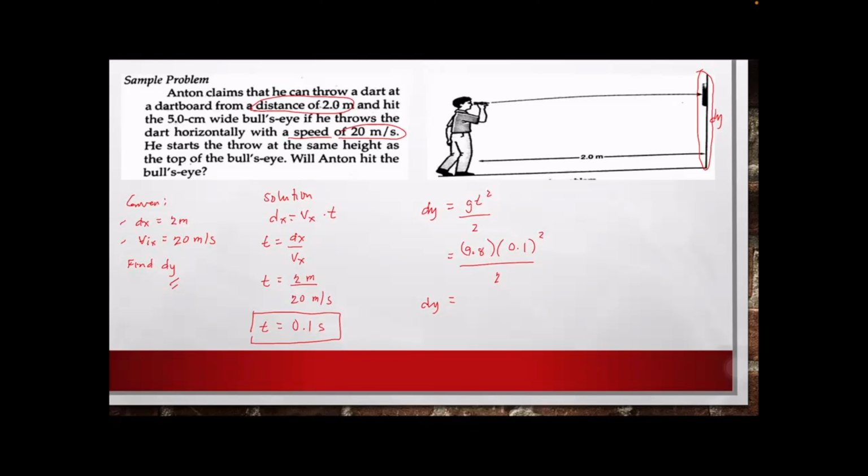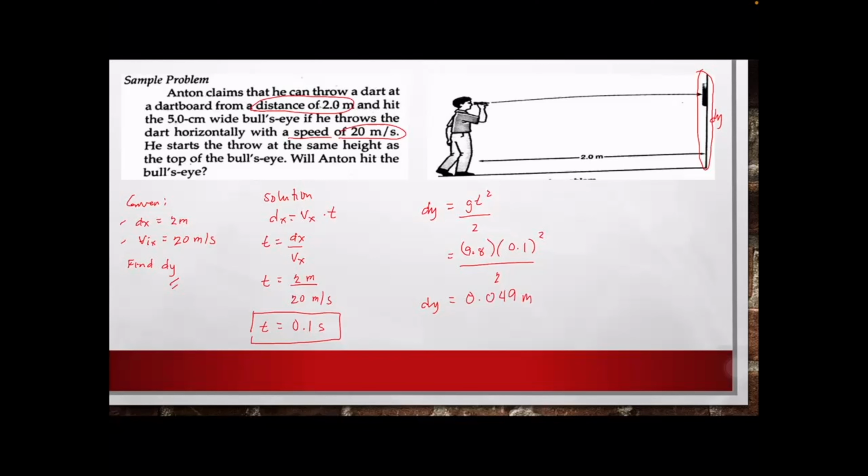What will be the answer? 0.049 po. Okay, 0.049. So, magkakaroon tayo dito ng 0.049 meter. That's your dy.